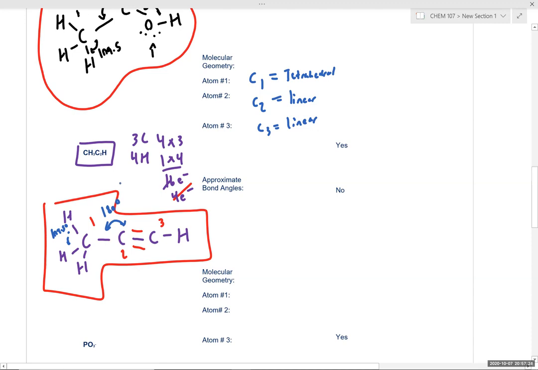Now, here's an important question. Is this molecule polar? So let's think, are carbon-hydrogen bonds polar? Are they considered polar bonds?